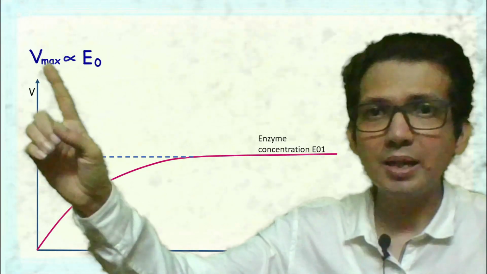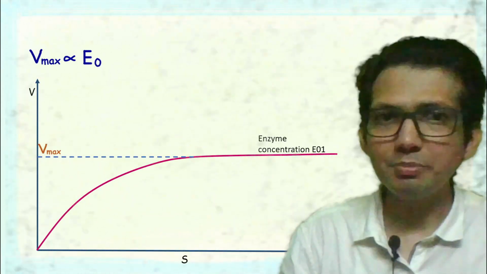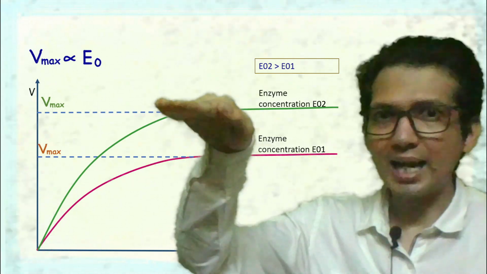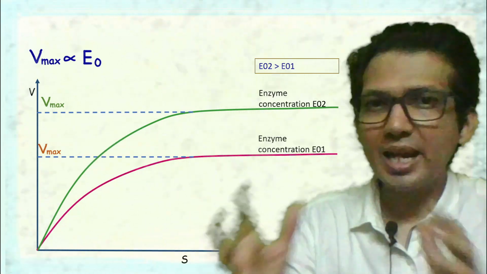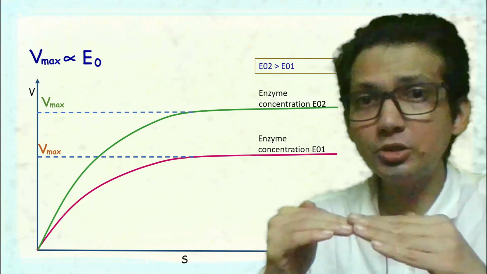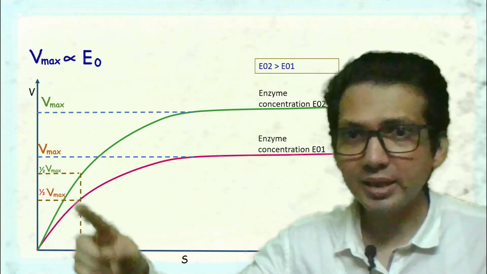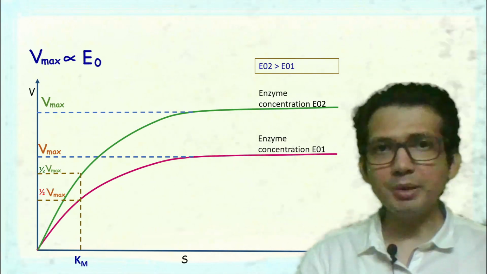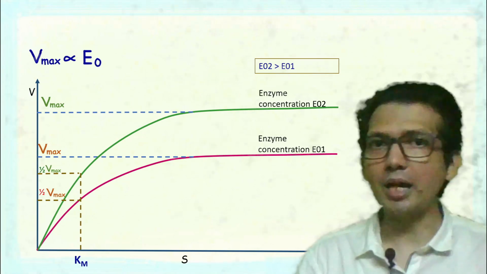Now, when we say maximum velocity depends on E0, this means if you increase the concentration of enzyme, then the maximum velocity will increase. In other words, in a system, if you add more amount of enzyme, then the maximum velocity of the reaction will increase. However, in both the cases, the value of Km will be same. This is because the value of Km is constant for each enzyme.